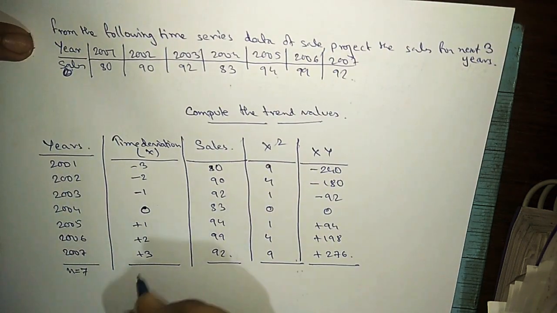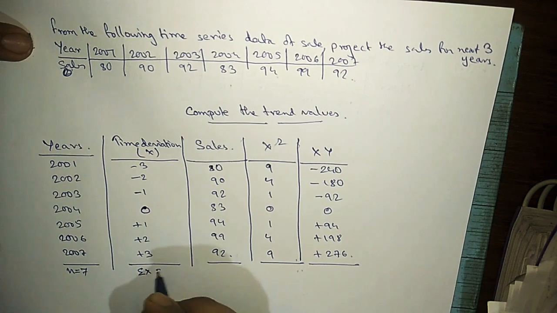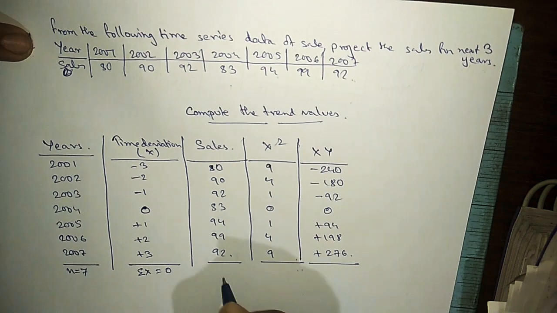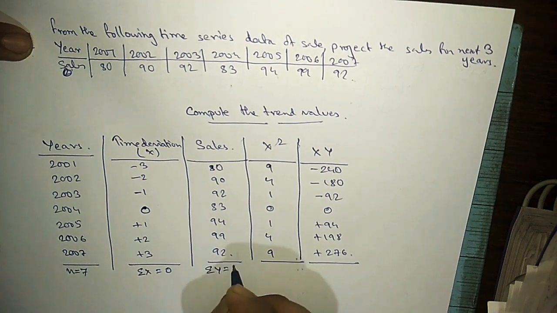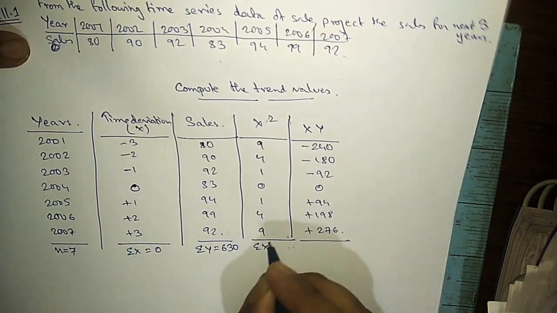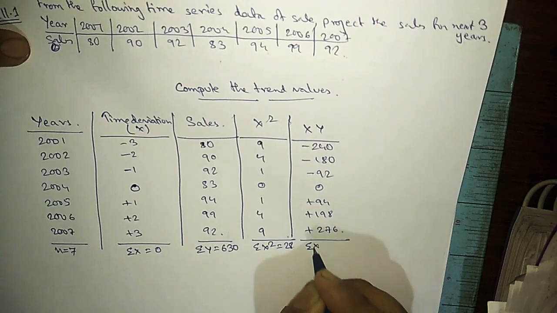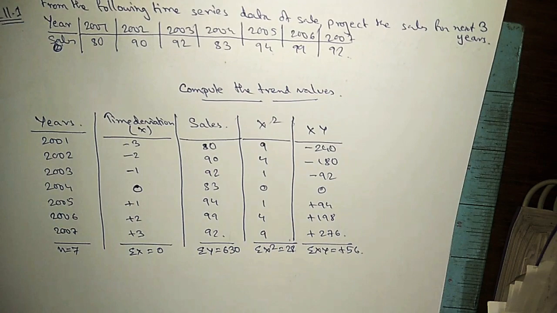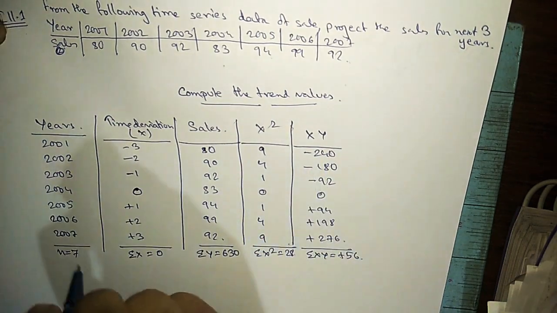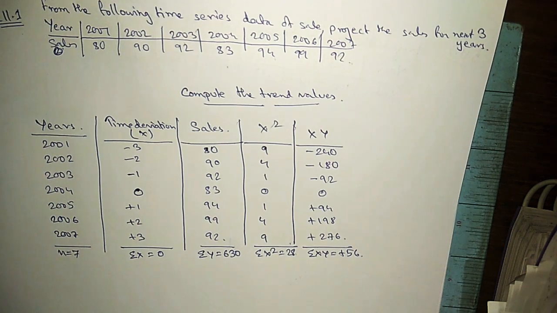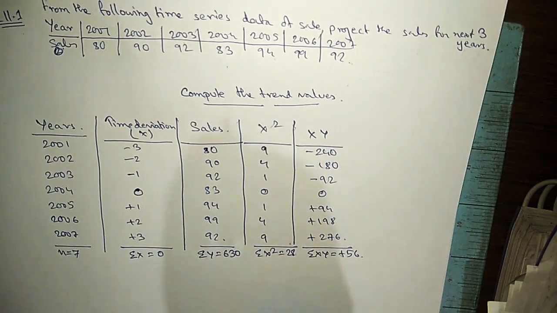N equals 7. Time deviation, summation x equals 0. As I said, it must be 0 in direct method. Sales equals 630. Summation x square equals 28, and summation xy equals 56. Don't try to learn the table, just go with the formula. As I said, in direct method, what is the formula of a and b? Depending on that, you should make the table.